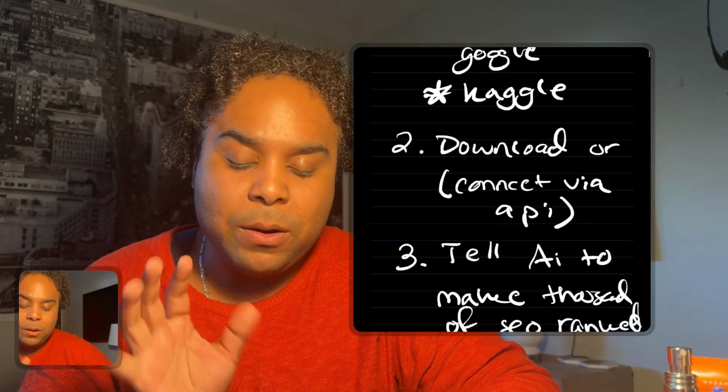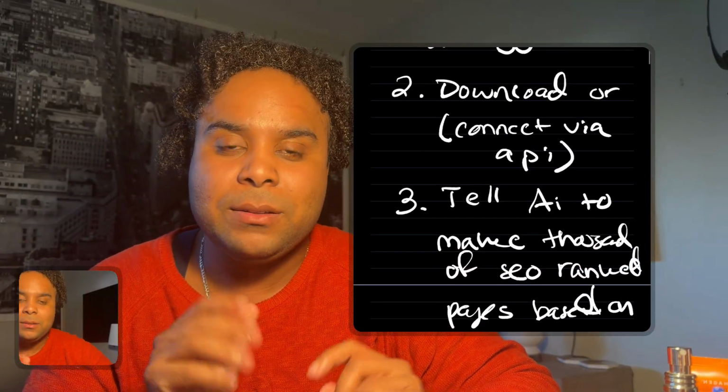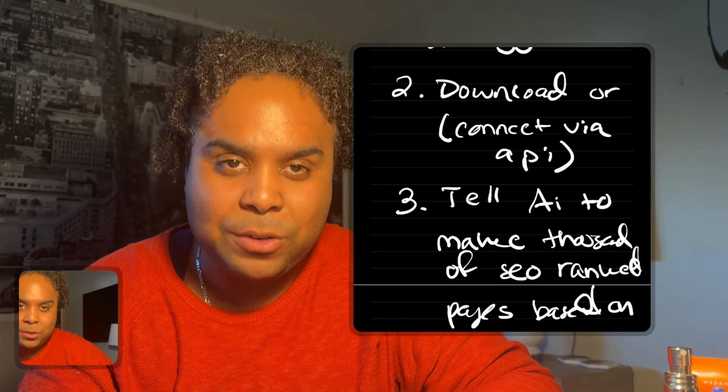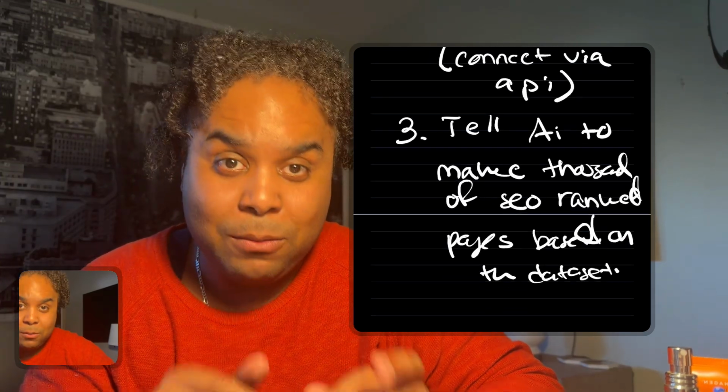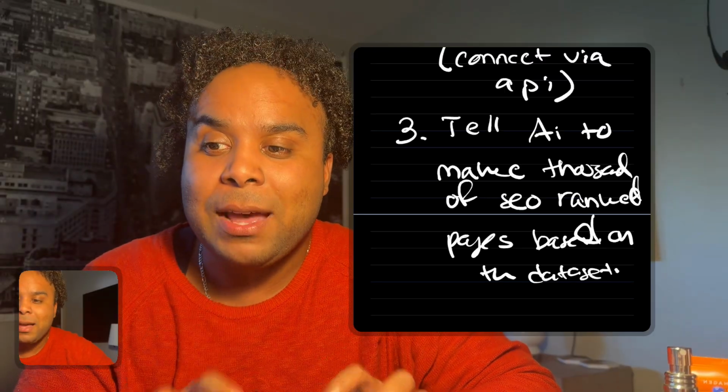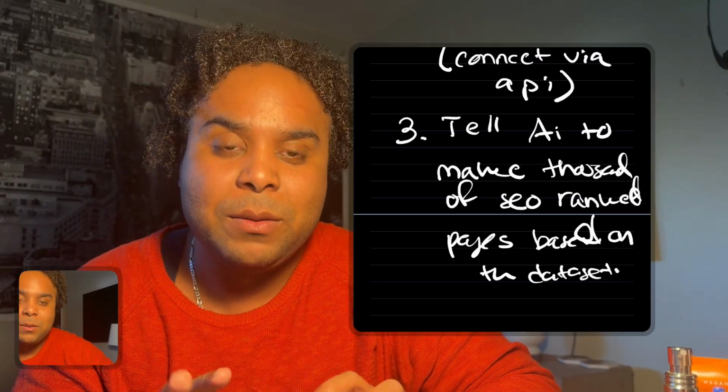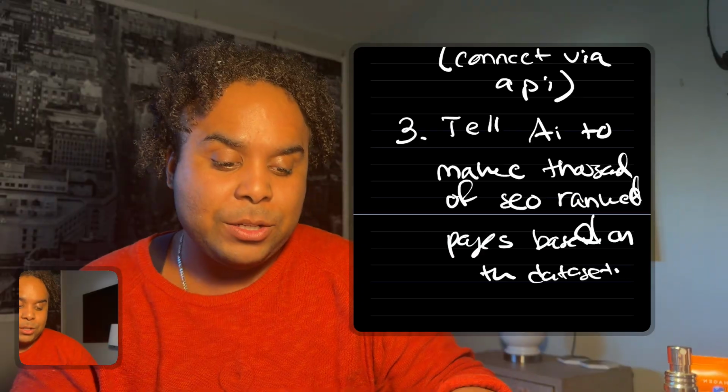And then you're going to download it or connect it via API, which again, anyone who's giving you an API will give you instructions on how to connect it. It's usually just a code. And then you're going to literally just tell AI with words to make thousands of SEO ranked pages based on the data set. You're going to do combinations.